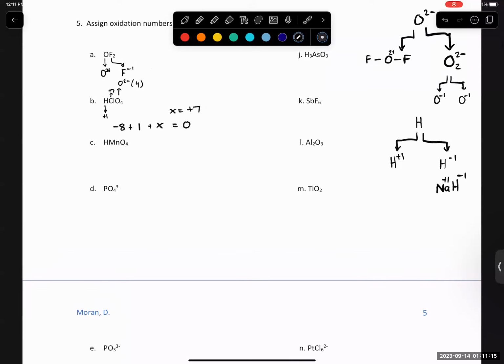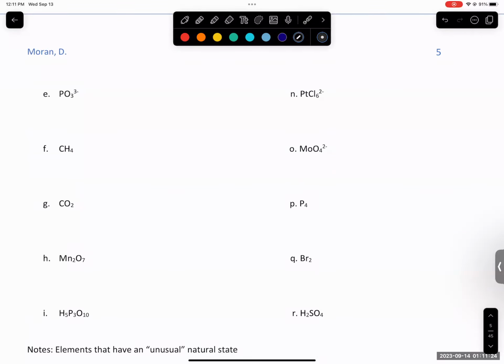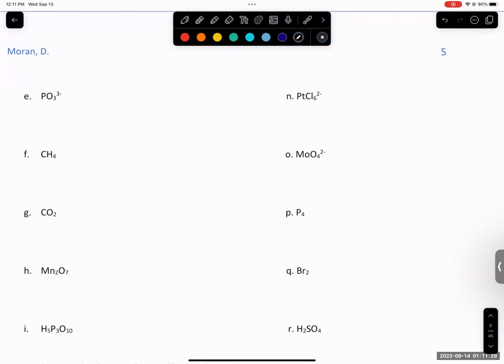Let's go on to something a little bit more interesting. Let's go to N. So what is the oxidation number for platinum? +4. Okay, +4. How did you get that? Because 6 fluorine, each with a -1 charge. So we have 6 of those. That gives us a total charge of -6 plus our unknown equals the overall charge of -2. X equals +4, X being our oxidation number for platinum. So platinum has a +4 oxidation number in that case.